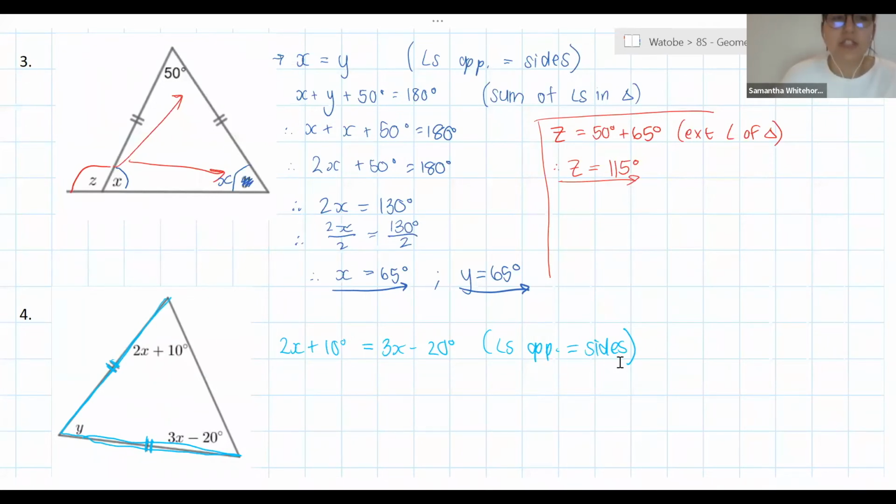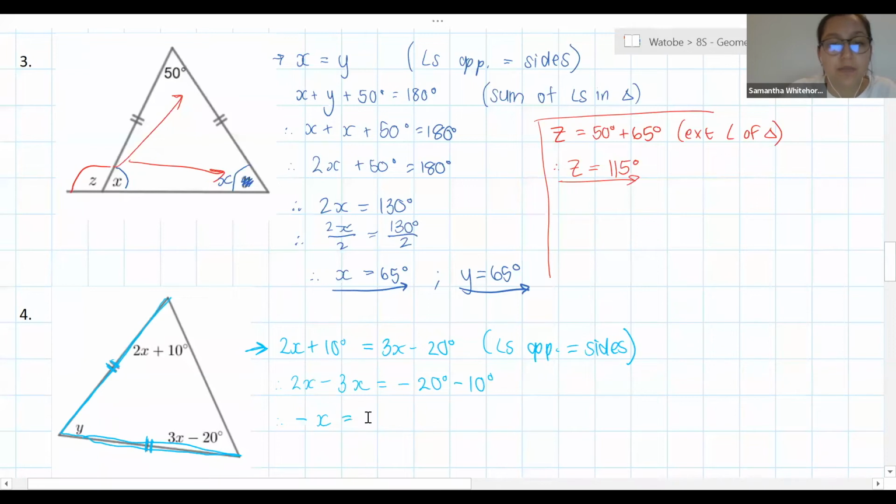Okay, so like I've just said, just be careful. We don't want to work with x and y at the same time because it's going to get quite confusing. So we want to start with the statement of the fact that the angles are equal. And because of that, I can then go and solve for x. So I can get 2x minus 3x is equal to minus 20 degrees minus 10 degrees. What this allows me to do is get what x is without having to stress about y. And so once I get negative x equals negative 30, I know that x is actually equal to positive 30.